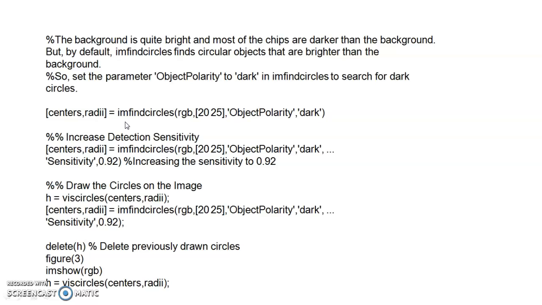This line of code is very important. It will detect circles from that gray image and make the edges darker. After this, some circles will be detected, but not all of them. So we have to increase the detection sensitivity. This code will increase the detection sensitivity to 0.9.